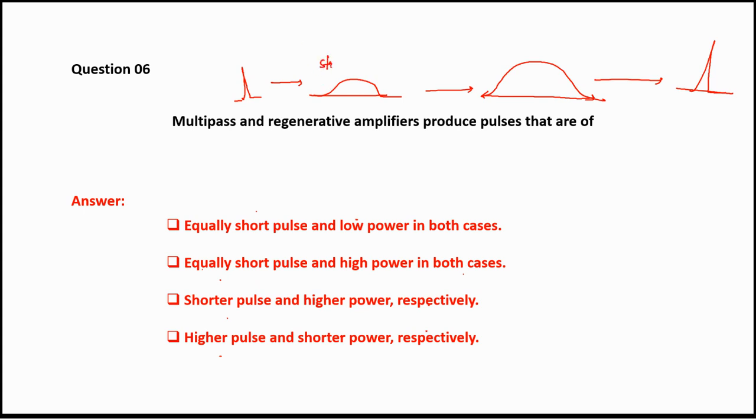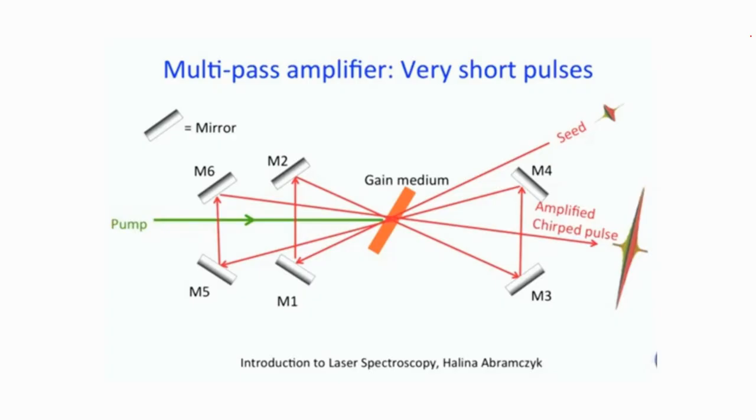Okay, so this particular thing is called the stretcher setup, which we saw as the Treacy geometry and the Martinez geometry. The second thing is the amplifier, and the third thing is the compressor. These are the three things which are used to amplify the laser, and what they take advantage of is the chirping. Now see, here I have put a diagram of the multipass amplifier. Although it looks a bit complicated, we can simplify it and discuss.